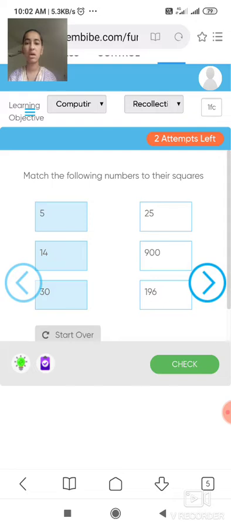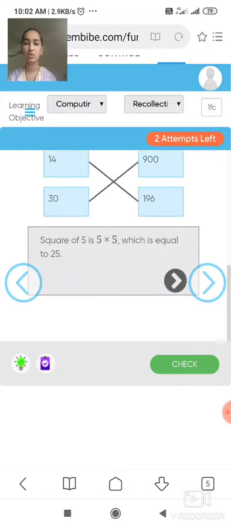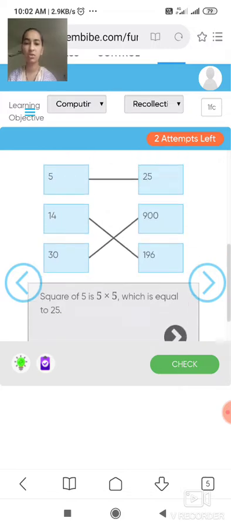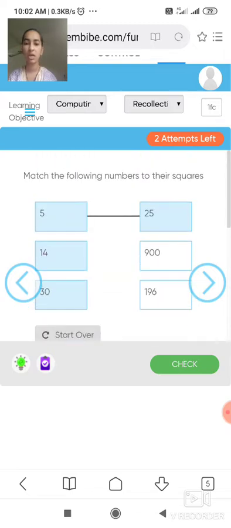Now the next is, match the following numbers to their squares. 5 square will be 25. 14 square is, so first with this, second with third, because 14 square is 196 and 30 square is 900. So the squares are: 5 with 25, 14 with 196 and 30 with 900.